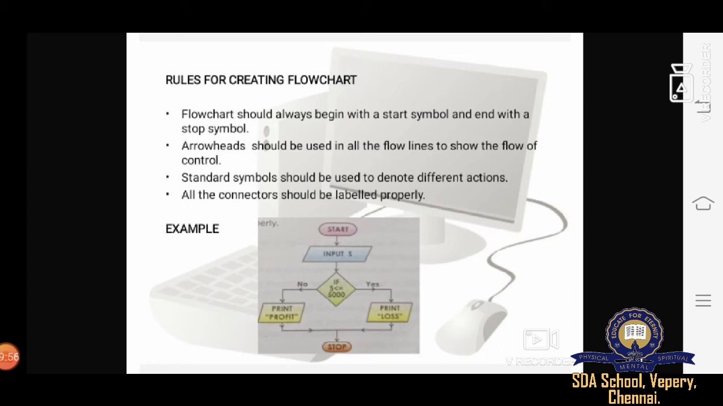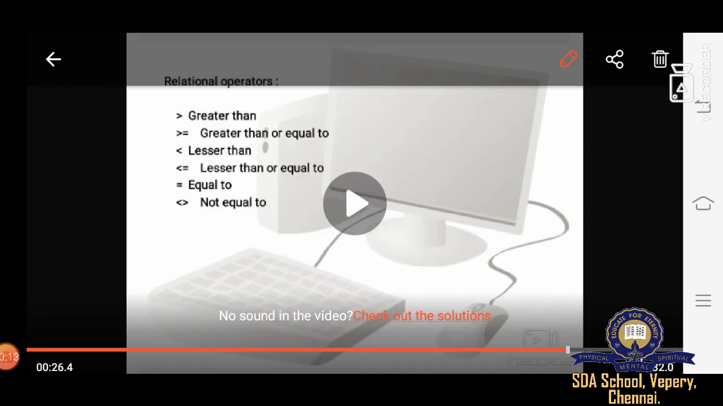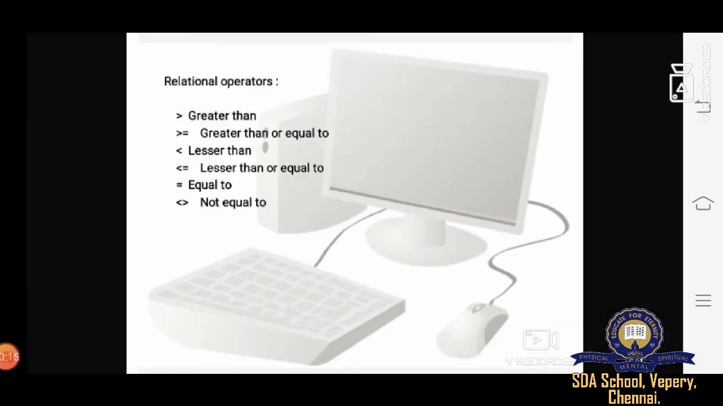Okay, now let us see an example to find profit or loss for the day's turnover. Okay, this is the example. That is, if sales is equal to 5,000, then they incurred a loss. You can see here relational operators: greater than or equal to, lesser than or equal to, and not equal to. You use these in mathematics also, and even in computer programs also.